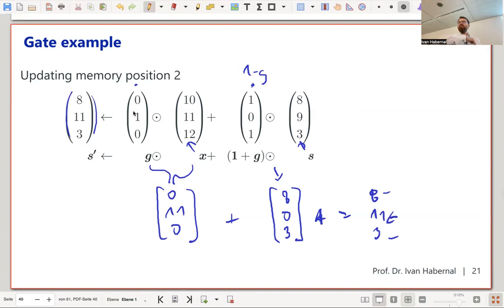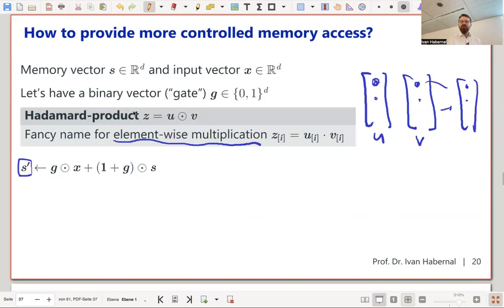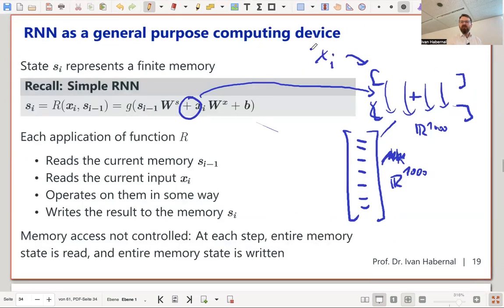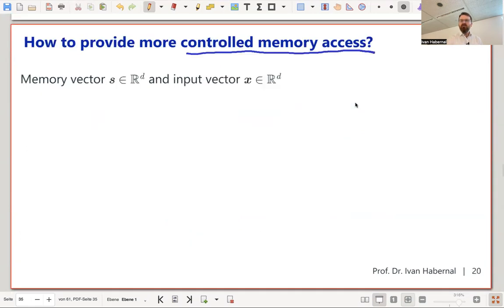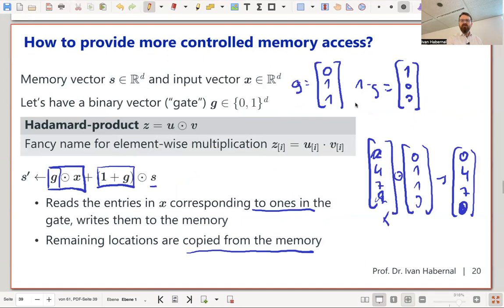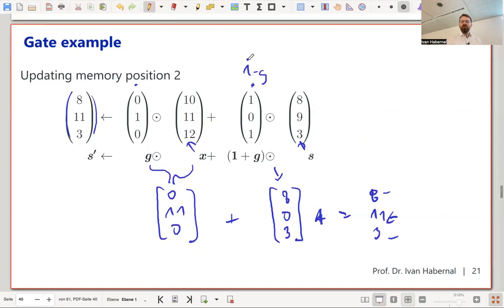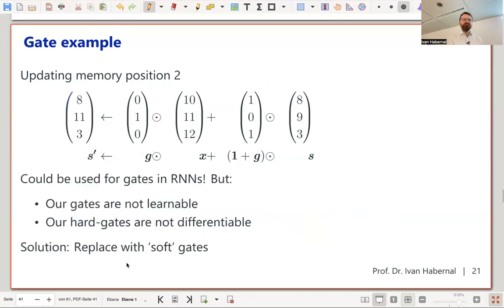So it's not like cramming everything as we had here, where everything is going to be taken from the input and everything is going to end up in the state. Maybe I can use this gating mechanism for controlling what's going to be written in the state from the input. That's cool. The question is, where the heck do I get this gate? Where is it coming from? Good question. So maybe we can learn it.